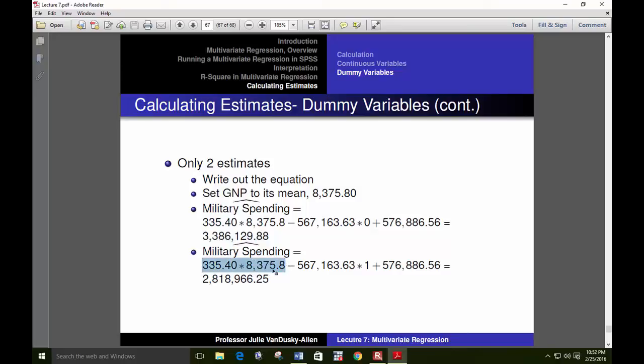Then our second equation would be military spending hat equals 335.40 times 8375.8 minus 576,163.63 times 1 plus 576,886.56, which equals 2,818,966.25. Note that the only difference between these two equations is the 0 here and the 1 here. 0 is for countries not experiencing conflict, and 1 is for countries experiencing conflict.